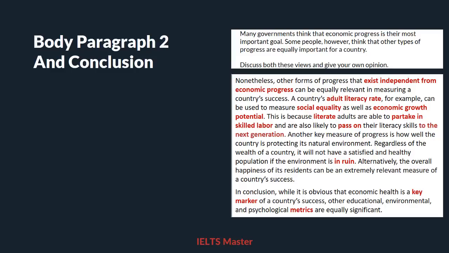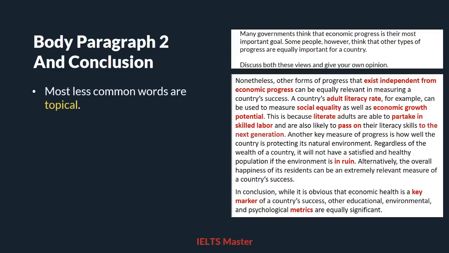Another key measure of progress is how well the country is protecting its natural environment. Regardless of the wealth of a country, it will not have a satisfied and healthy population if the environment is in ruin. Alternatively, the overall happiness of its residents can be an extremely relevant measure of a country's success. In conclusion, while it is obvious that economic health is a key marker of a country's success, other educational, environmental, and psychological metrics are equally significant.